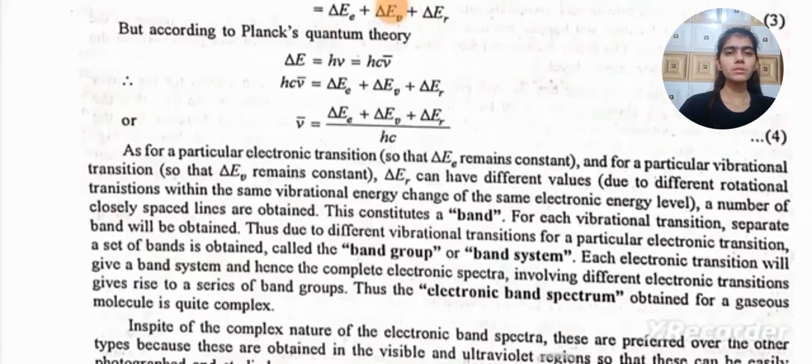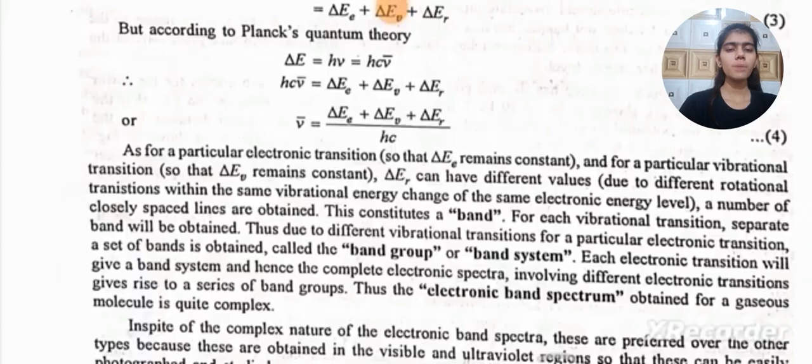A number of closely spaced lines are obtained. This constitutes a band. For each vibrational transition, a separate band will be obtained. Thus, due to different vibrational transitions for a particular electronic transition, a set of bands is obtained, called the band group or band system. Each electronic transition will give a band system, and hence the complete electronic spectra involving different electronic transitions give rise to a series of band groups. Thus, the electronic band spectrum obtained for a gaseous molecule is quite complex.